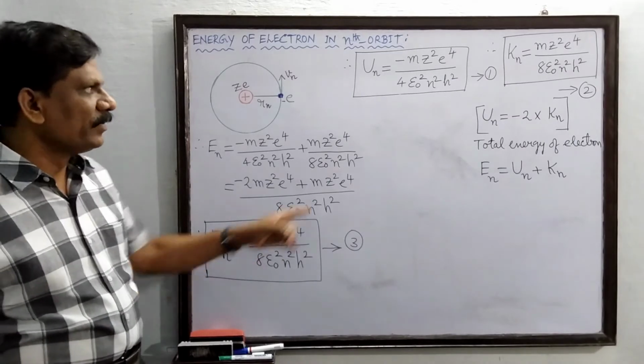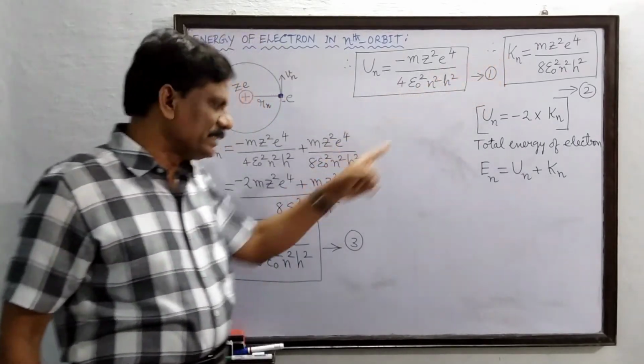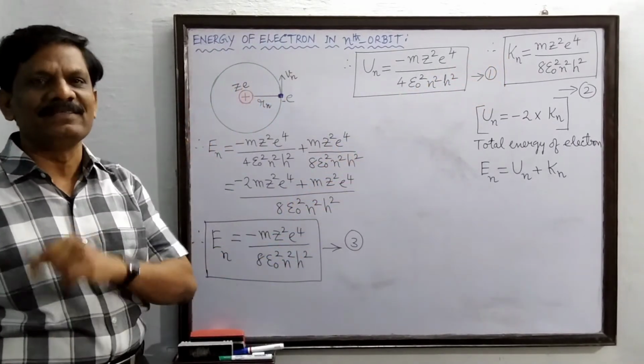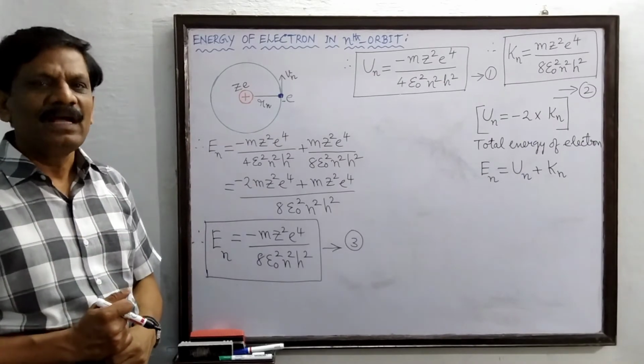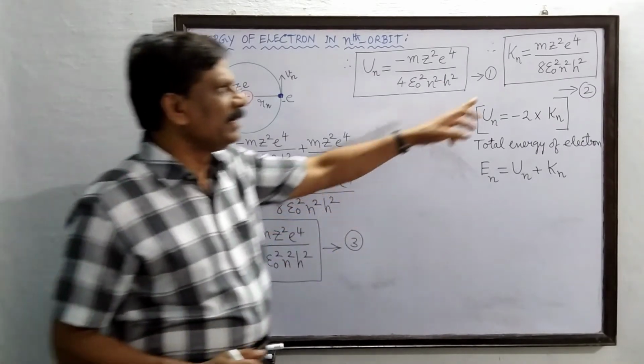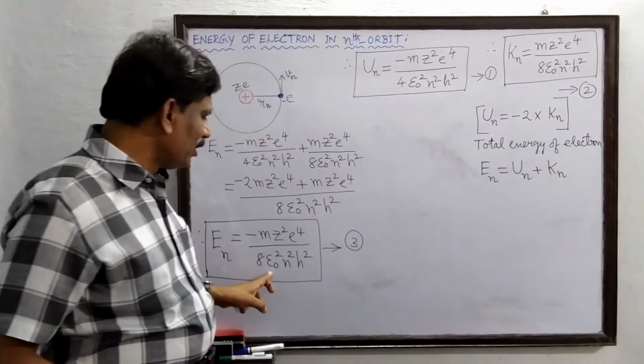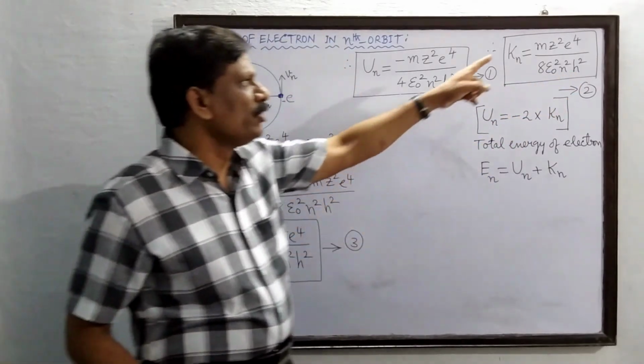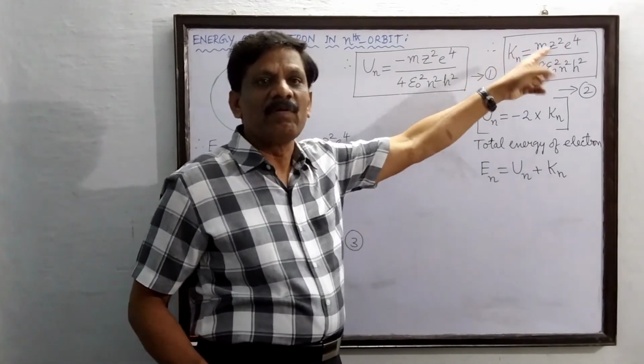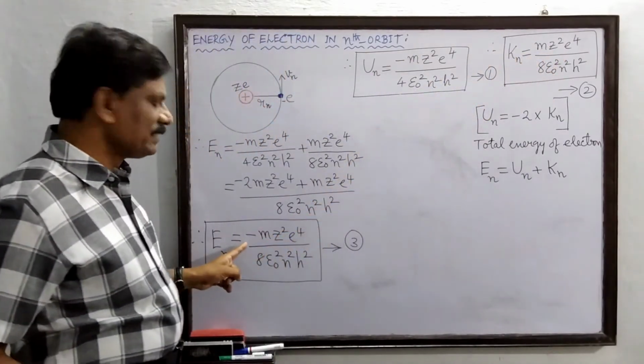Now look at equation number 2 for kinetic energy and 3 for the total energy. Another fact will be understood. The denominator is 8 epsilon naught square n square h square. Here also the denominator is the same. There also the numerator is m Z square e power 4 positive, whereas here it is negative.